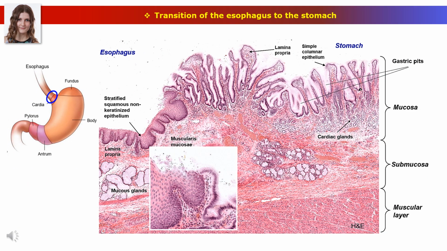At the junction of the esophagus with the cardiac part of the stomach there is a sharp transition from stratified squamous non-keratinized epithelium to simple columnar epithelium. The gastric pits in this area are about 30% of the depth of the lamina propria of the mucous membrane. The cardiac glands have wide, coiled tubular terminal portions. The cells secrete amylolytic enzymes that break down amylose. There are also endocrine cells that produce gastrin.